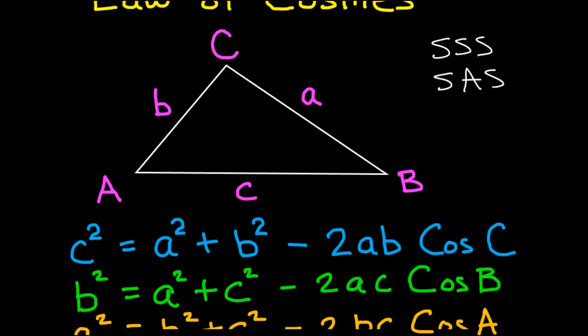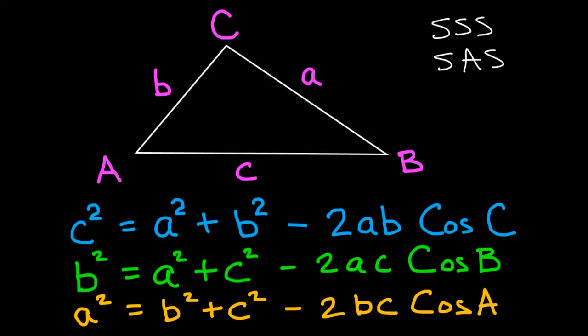Now, the law of cosines comes in these convenient flavors. It should remind you of the Pythagorean theorem. c squared is equal to a squared plus b squared. That part is what you would have if this were a right triangle. But since this is not going to be a right triangle, we have to make this modification, minus 2ab cosine C. Notice that this angle C is the angle that is opposite side c.